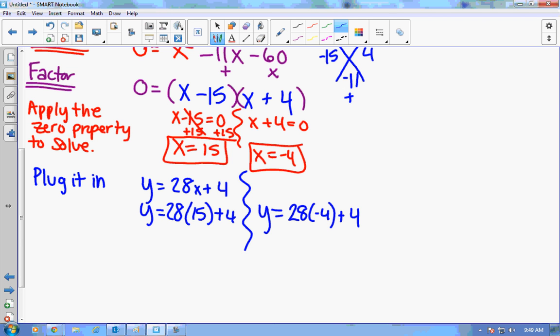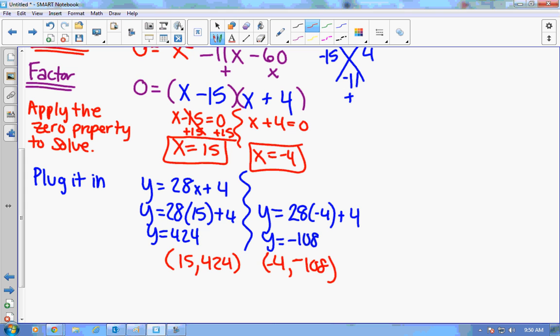Okay, on the first one. And on the second one. So our 2 points would be (15, 424) and (-4, -108). Why not axis of symmetry? Because we're not looking for the vertex. That's when you're looking for the vertex.